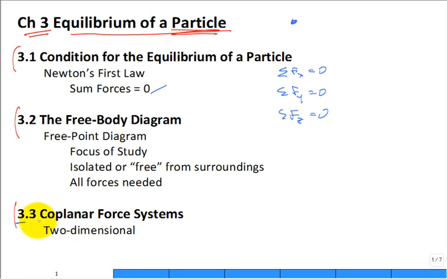Well, we're just going to basically start with coplanar force systems. What does coplanar force system mean? Let's master 2D before we get to 3D, right? Coplanar, in a plane, just 2D. So this whole section will be 3D, but then applied only to 2D problems. Okay. Now, the next section is the free body diagram.